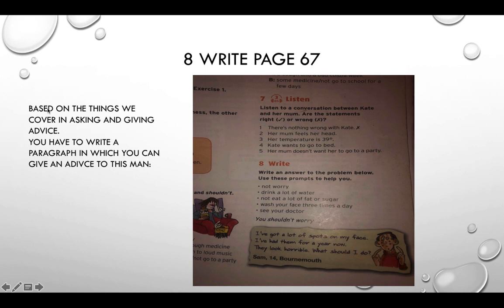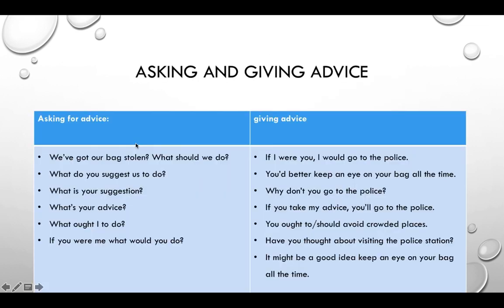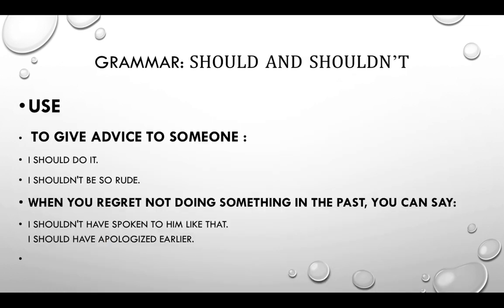Based on what we covered in asking and giving advice, you have to write a paragraph in which you give advice to this man, using these things. Try to use the expressions that we covered for giving advice: if I were you, you had better, why don't you go, if you take my advice, you ought to, etc.